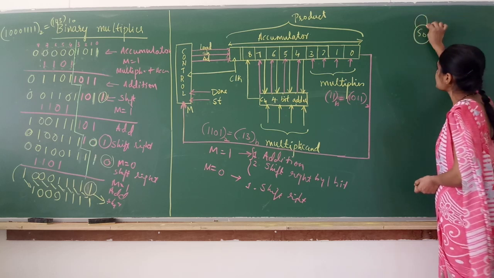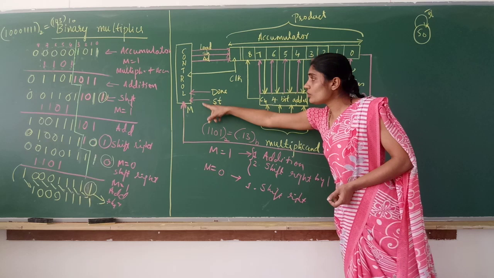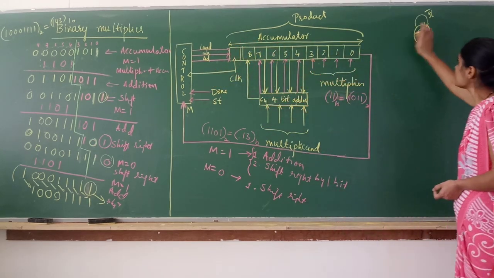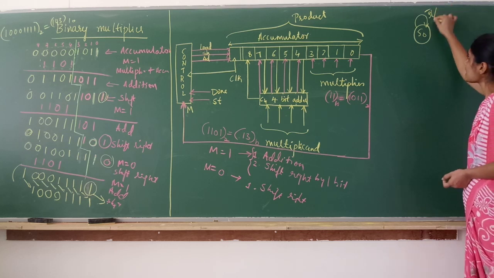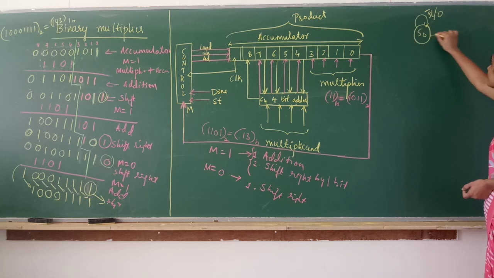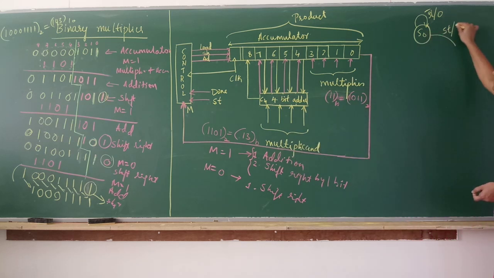So until and unless you give the start signal as 1, if you give start signal as 0, will it give out any signal? No, there is no load, there is no shift, there is no add. So if start signal is 0, there is no signal that is output from the control unit, it stays in S0 itself. If start signal is given to the control unit, first which signal?